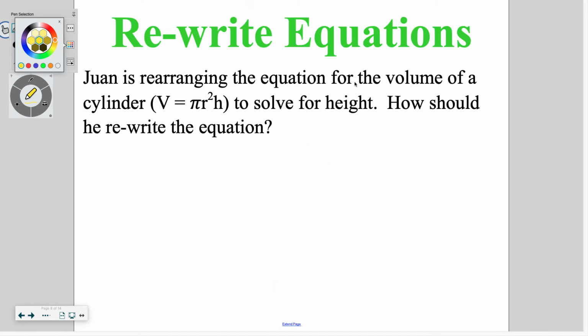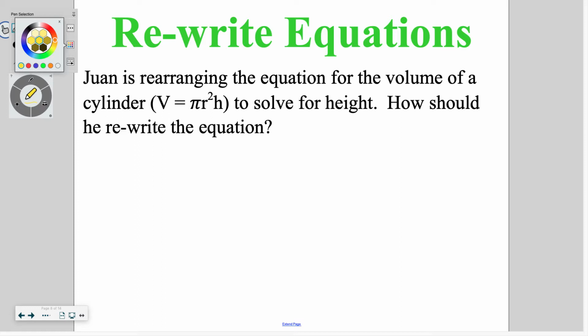Sometimes we rewrite equations in order to be able to solve specific formulas. So for example, Juan is rearranging the equation for the volume of a cylinder, which is V is equal to pi r squared h, to solve for the height. How should he rewrite the equation?